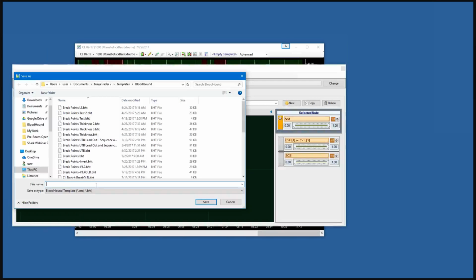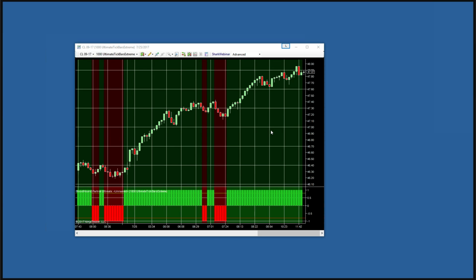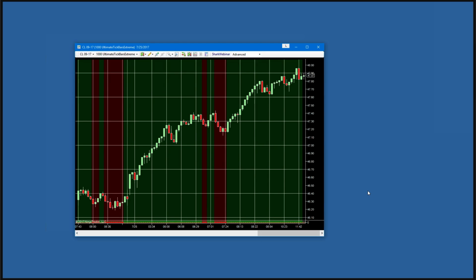It'll save it on its own, but I'll just call this Shark. The one I'm going to save for you later is going to be under a different name. I'll show you what that is in a little bit. Shark Webinar. Okay. And then we got system. Piece of cake. Got system. Shark Webinar Advanced. Like I said, when you get the code later, it'll be a little different than that. But that's just how simple coding can be.